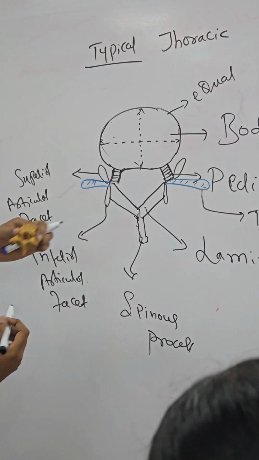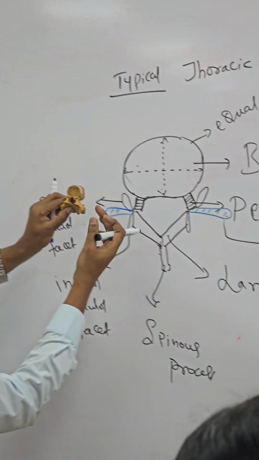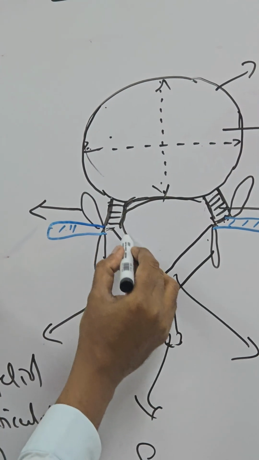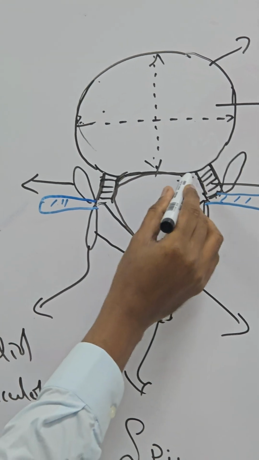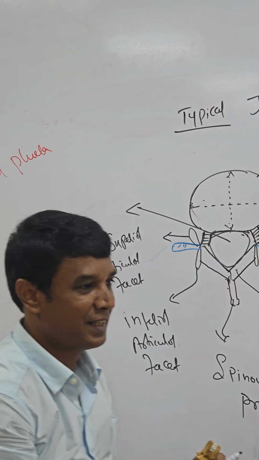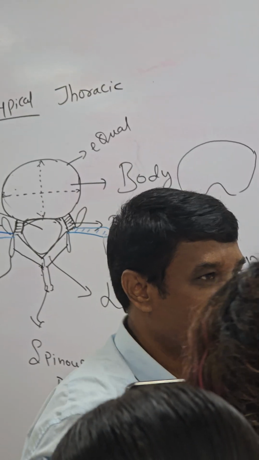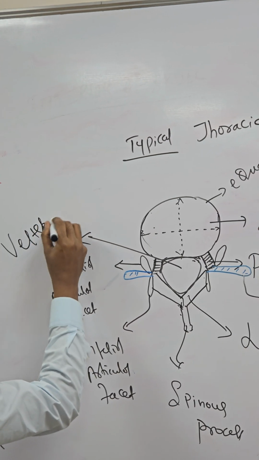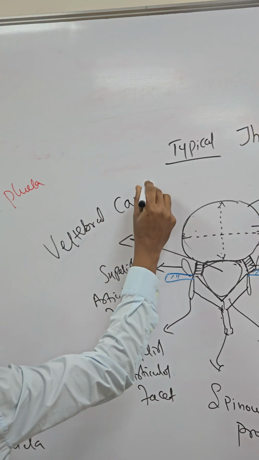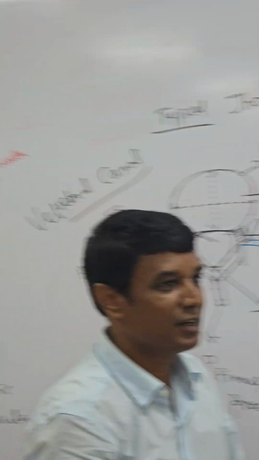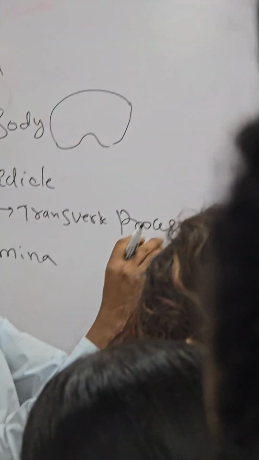Spinous process. Now, between the body, the lamina and the pedicle, there is a circular opening. What is this opening called? Yes, what foramen? Vertebral foramen. It is also called the vertebral canal. What passes through this? The spinal cord and its coverings. This is one of the important things.